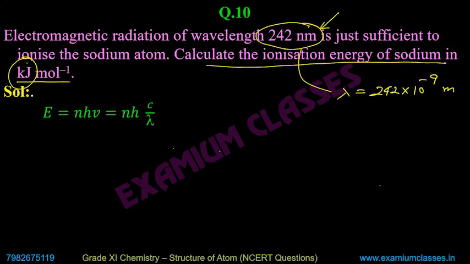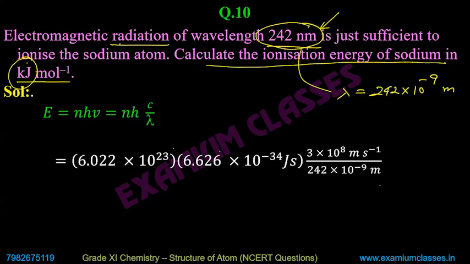So this energy is given of the radiation, 242 nanometer, and that is for 1 electron. And we need for 1 mole because question asks us to calculate per mole, kilojoules per mole. So that's why we will include N here, that is Na, Avogadro number, to have the energy per mole. Otherwise, for 1 photon, 1 electron, h nu is the quantum.